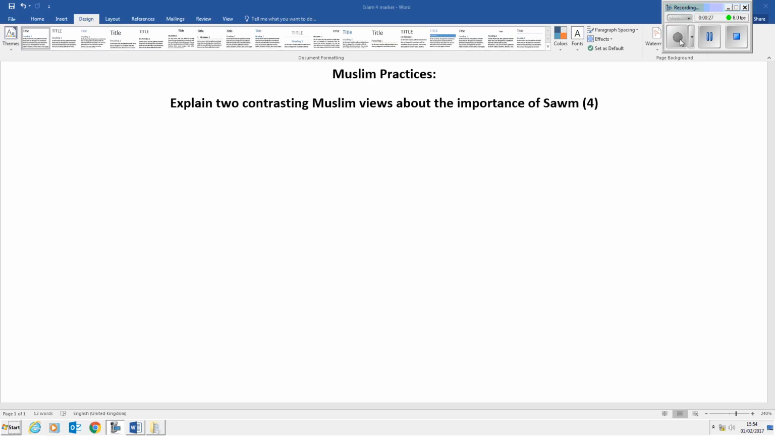Well, good afternoon, everybody in Shell RS. And as the Rev said, the focus today is the 4-mark question. Now, these 4-mark questions, if you look in your textbook, in both beliefs and practices, are divided into what we call influence questions and contrasting questions. These are all 4 markers.